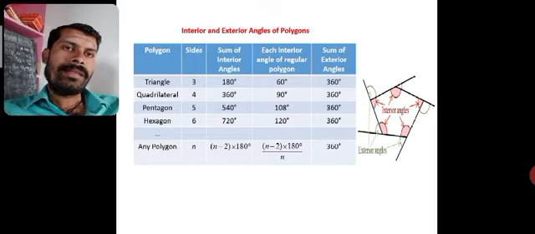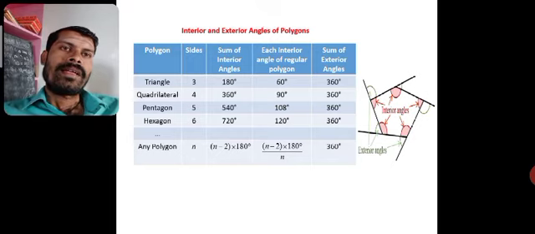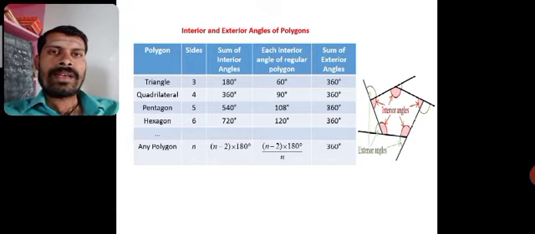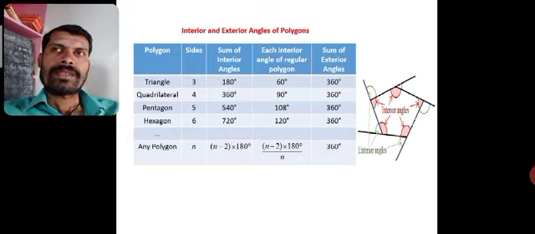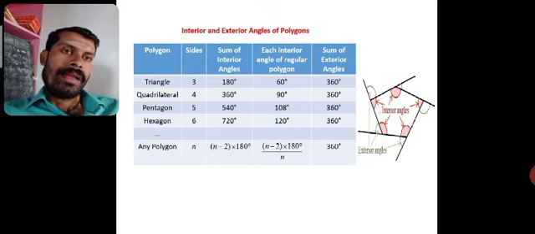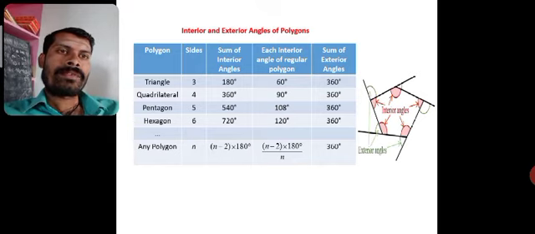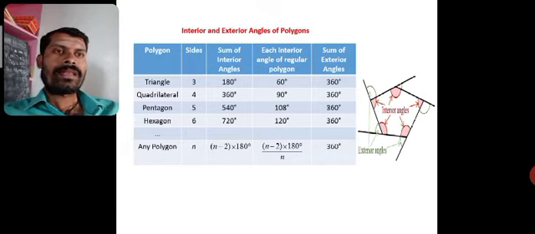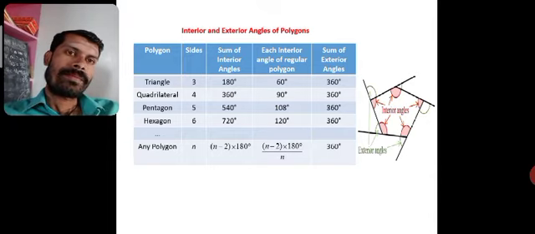In a quadrilateral, four sides. Of course, the sum of the interior angles of a quadrilateral is 360 degrees, since we can make two triangles. 360 by 4 gives 90 degrees. It is a regular polygon, meaning it is a square.